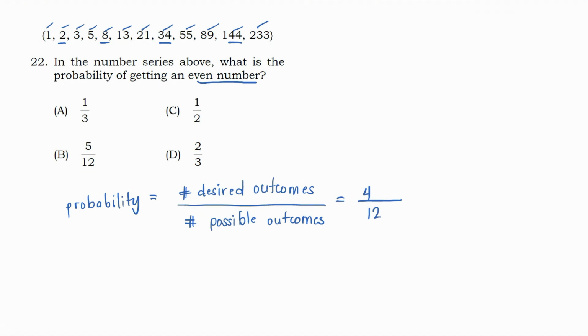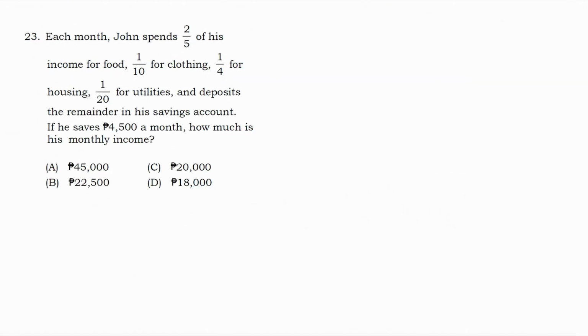And then, kunin lang natin yung lowest terms. So, i-divide natin by 4 divided by 4. So, makukuha natin yung sagot na 1 over 3. So, this one is the final answer, letter A. Number 23, each month, John spends 2/5 of his income for food, 1/10 for clothing, 1/4 for housing, 1 over 20 for utilities, and deposits the remainder in his savings account. If he saves 4,500 a month, how much is his monthly income?